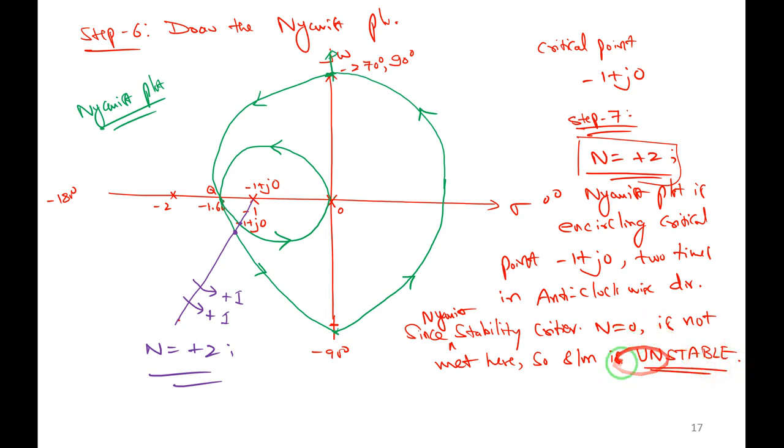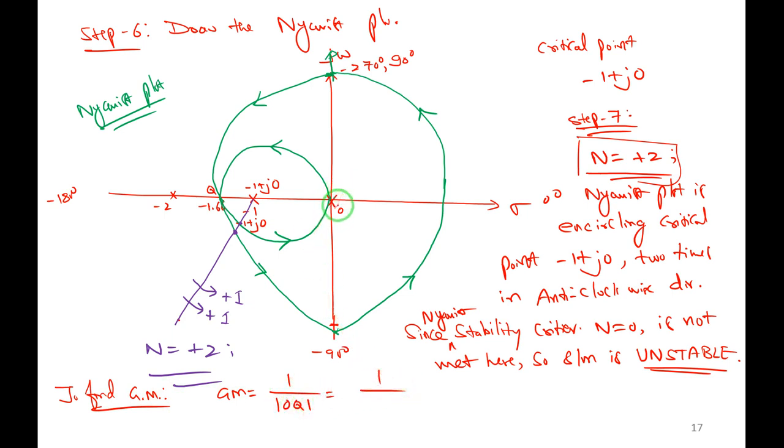Yes, we got it, right? Then next, this is over, the problem is over. But if it is asked to find out the gain margin, how to find it? I'll tell you. To find the gain margin, we know the equation: gain margin is equal to 1 by the magnitude of OQ.